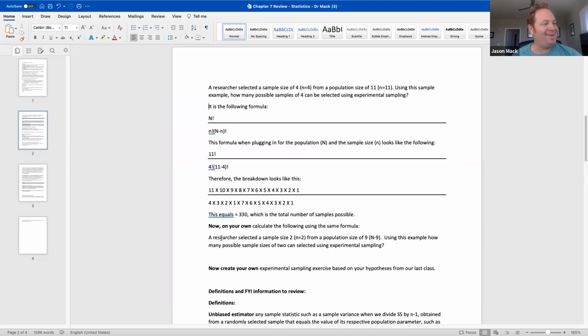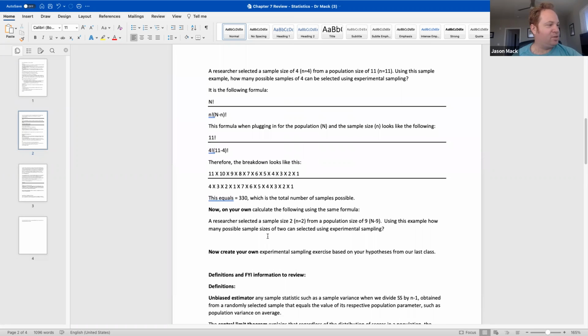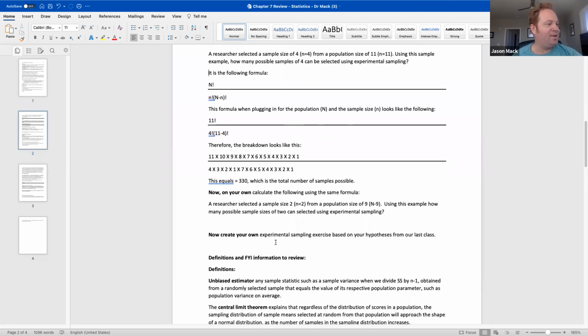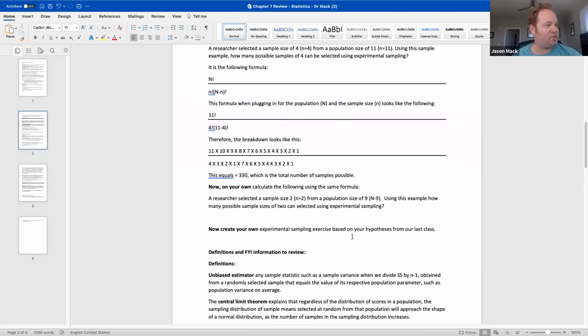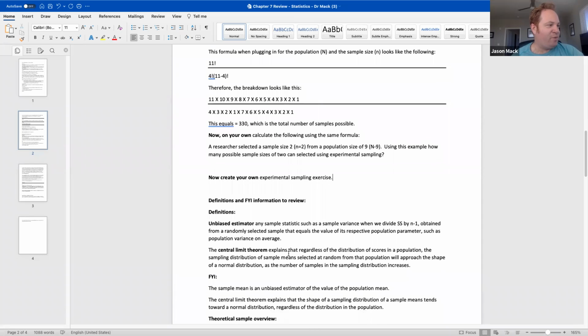On your own, calculate the same thing. So just reference this formula using the sample size of n from a population of 9. Just plug that in the way I just did it. And then using that example, how many possible sample sizes of 2 can be selected using experimental sampling? Next, create your own sampling exercise. Just come up with a scenario like what I did, and you can frame it based on the examples here. Some definitions and FYI information to review.